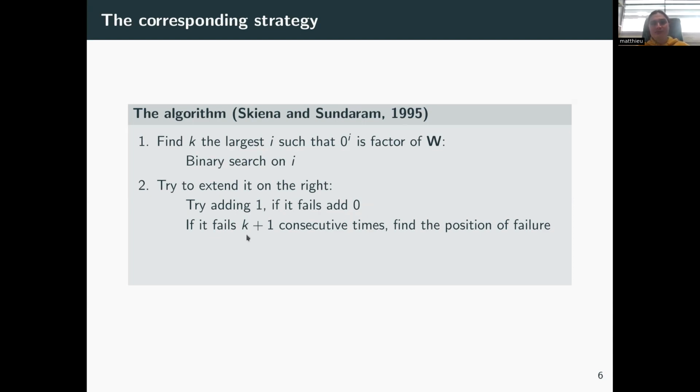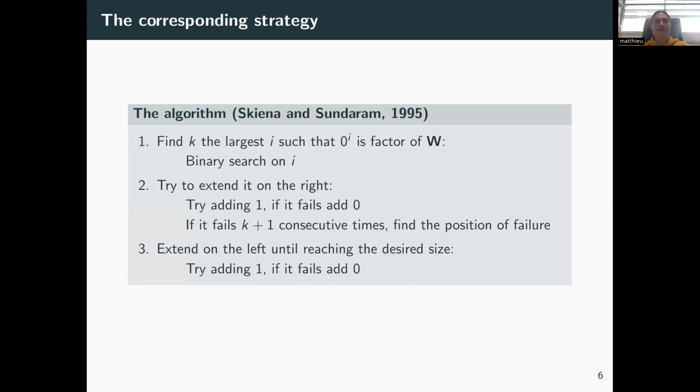Now, if at some point you added k plus 1 hypothetical zeros, then something is wrong, because you know that the largest block of 0 is of size k. So now you have to find the exact position of failure. And then when you've done that, you know a suffix of your word, so now you can extend on the left, and you will be done after some more steps. So what's the amount of queries you need to do if you do that? First, you need to do the binary search on k to find the largest block of 0, which is going to cost something like log n queries plus a few queries.